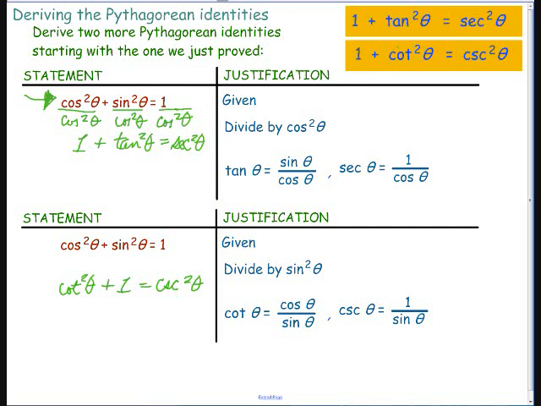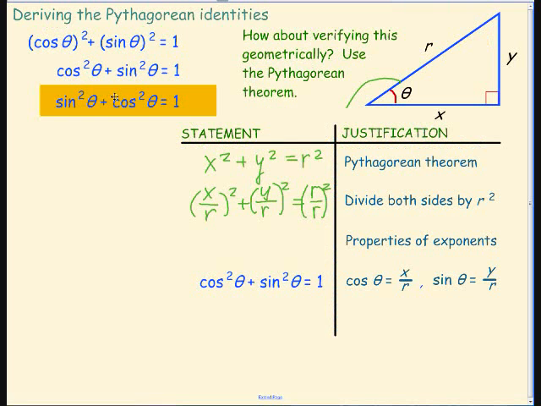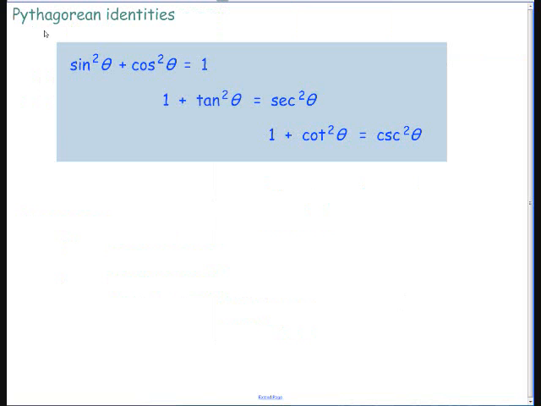Pythagorean identities. We actually have 3 Pythagorean identities. The one that you absolutely must remember is right here. Now, of course, the one we derived, I had cosine first, but we know that addition is commutative. You can put sine squared before cosine squared, and it still means the same thing. It's equivalent. So there are the Pythagorean identities. This one you commit to memory. These, yeah, memorize those, but if you forget them, you know how to get to them really quickly.